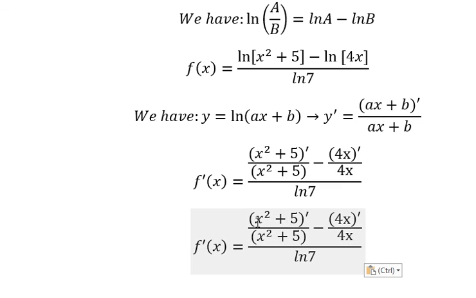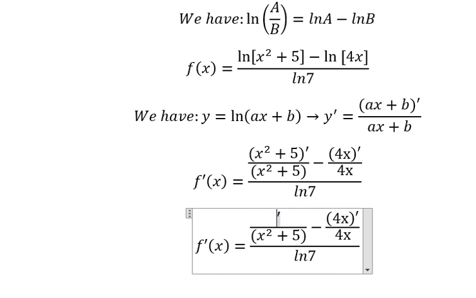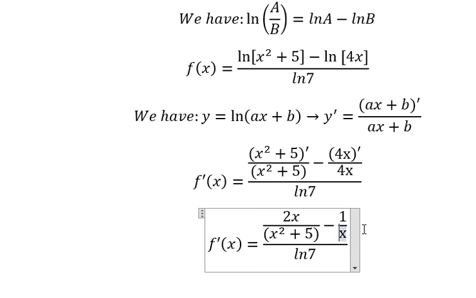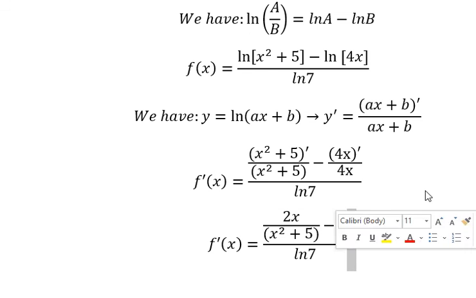So we do first derivative of s squared, you got about 2s. First derivative of number 5, you got about 0. So we write 2s in here. First derivative of 4s, you got about number 4. 4 divided by 4, we got about 1. And this is the final answer.